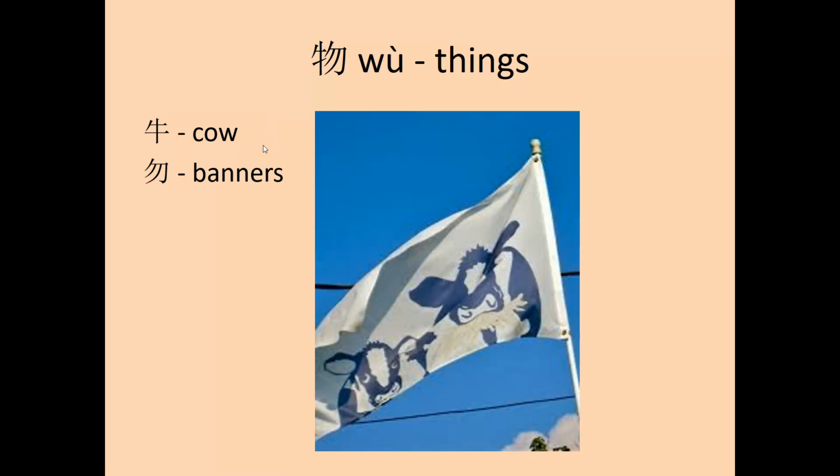The next character is wu, which means things. And it combines a modified cow radical, which looks like the radical you traced, only the second line is more diagonal, and the banners radical, cow flag. It means things.